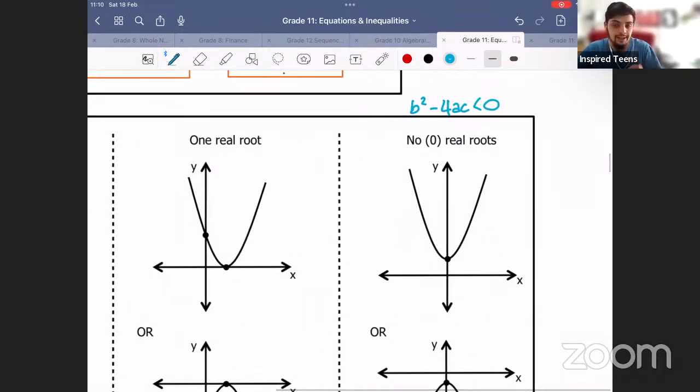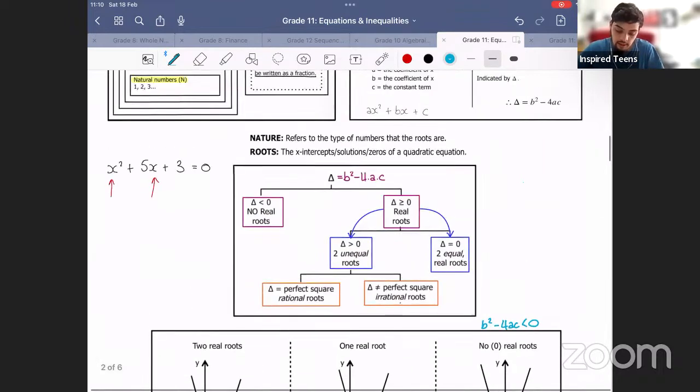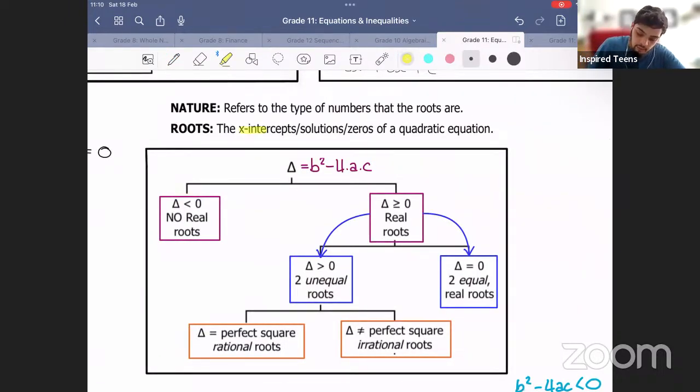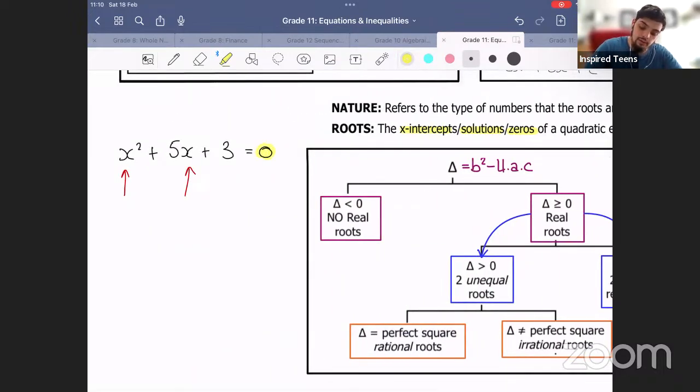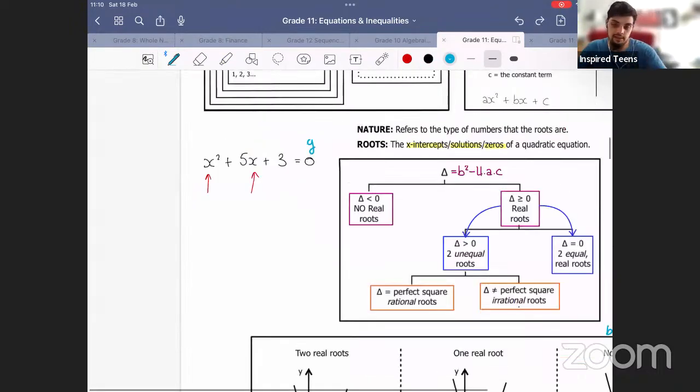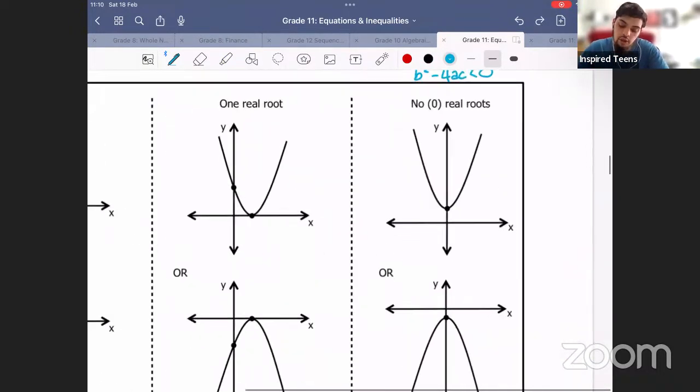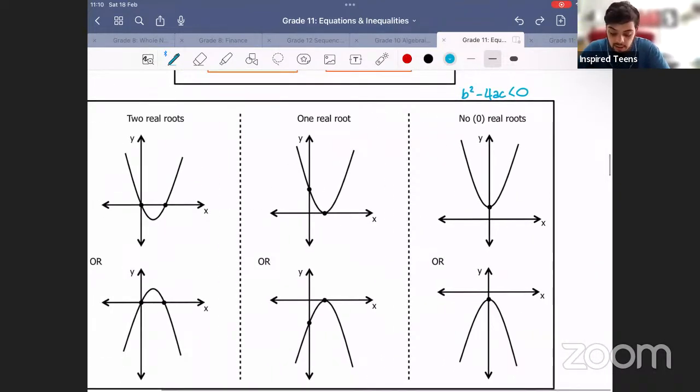A root is basically an x-intercept. That's just what they say here: x-intercept, solutions, or zeros, it makes the 0. Remember, this part is y in the equation, y is equal to ax squared plus bx plus c. And if y is 0, that's the x-intercept. So in this case, no real roots would look something like this, where there are no x-intercepts.